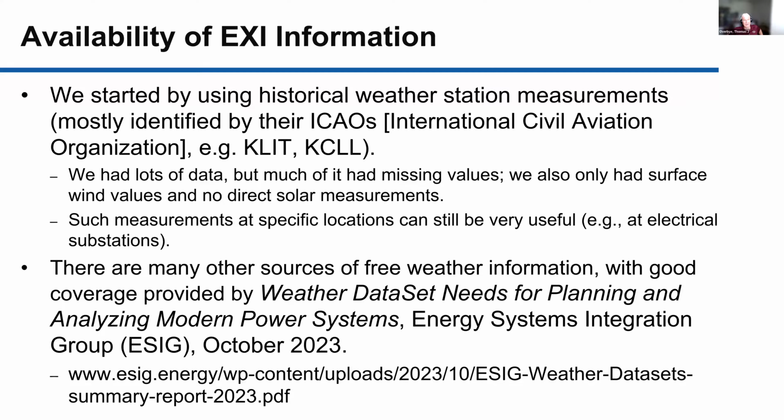So since then, we've been using reanalysis data, which are outputs of models that are either forecast models or they take a model and combine it with historical information, sort of like a state estimation for weather information. A nice report on weather system data needs in planning and power systems is the one I've listed here. It's by the Energy Systems Integration Group, and it came out in October of 2023.